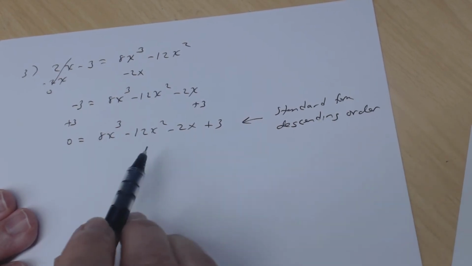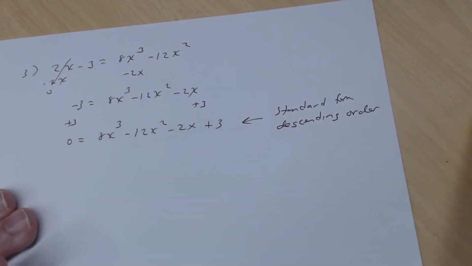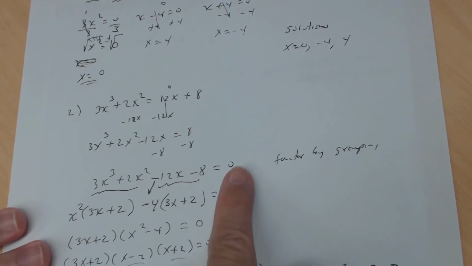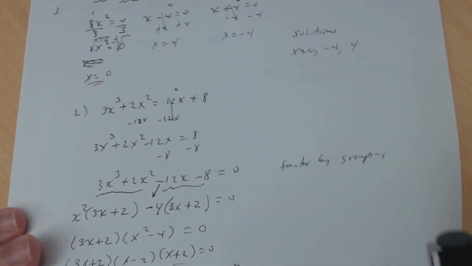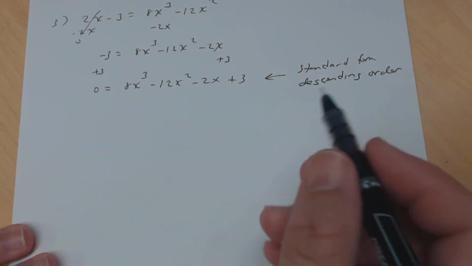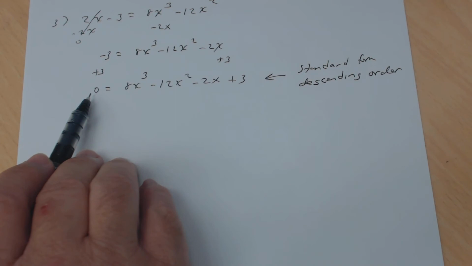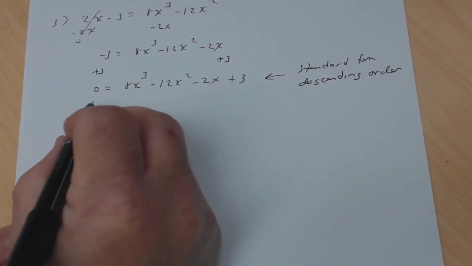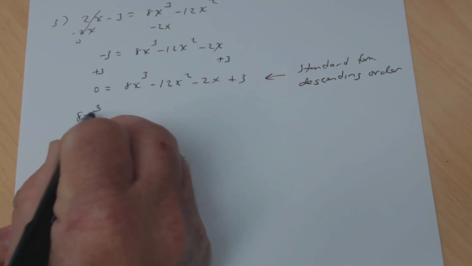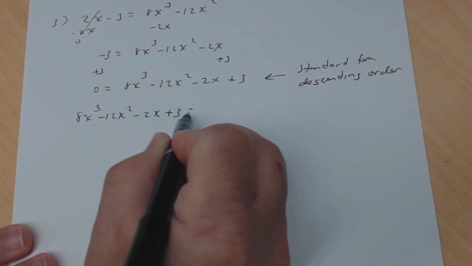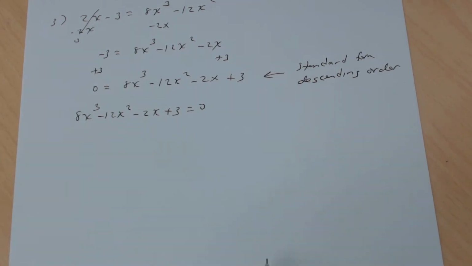Okay. Now, most individuals prefer to have the equals 0 on the right-hand side. So all you need to do is just transpose the sides. If A equals B, then B equals A. So you can just transpose the sides. So I get 8x cubed minus 12x squared minus 2x plus 3 equals 0.